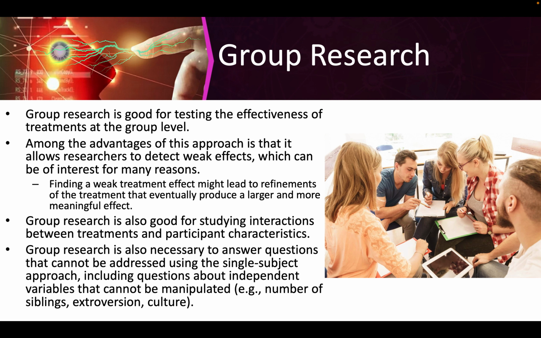Among the advantages of this approach is that it allows researchers to detect weak effects, which can be of interest for many reasons. Finding a weak treatment effect might lead to refinements of treatment that eventually produce a larger and more meaningful effect. Group research is also good for studying interactions between treatments and participant characteristics. Group research is also necessary to answer questions that cannot be addressed using the single subject approach, including questions about independent variables that cannot be manipulated, for example, number of siblings, extroversion, and culture.